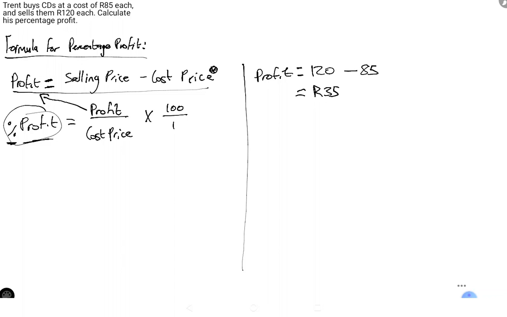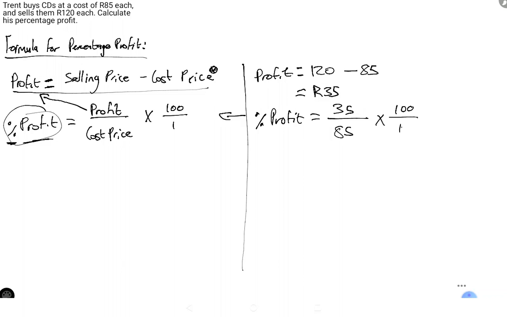Okay, so we're not looking for the rand value, we're looking for the percentage. That's why we need to go a step further. How do we get the percentage profit? Percentage profit equals, according to the formula this side, the profit, which is 35, divided by the cost price. What is the cost price? We said it's 85, and we said we're going to multiply it by 100 over 1.